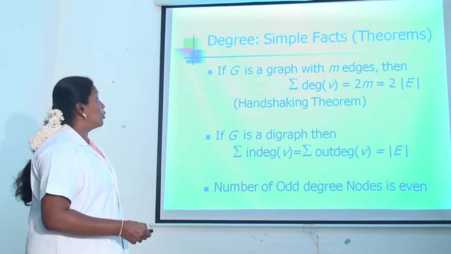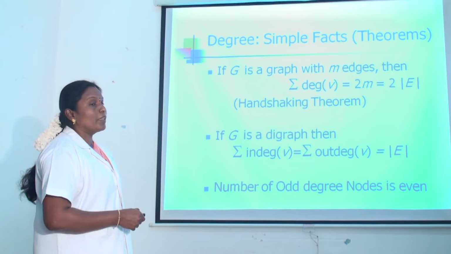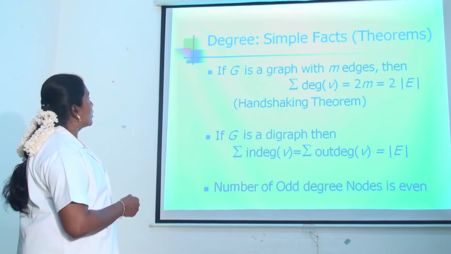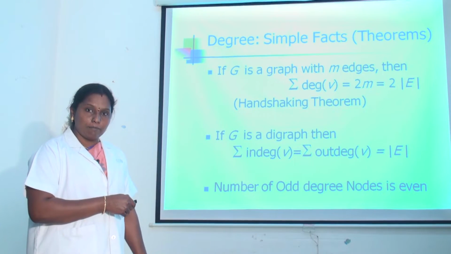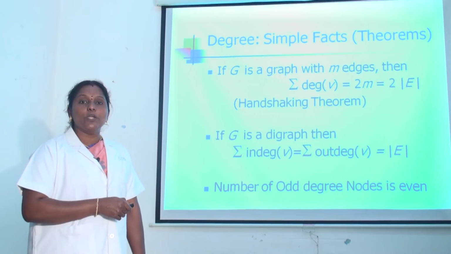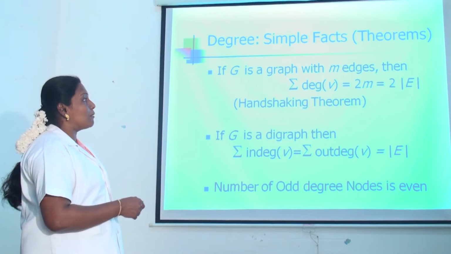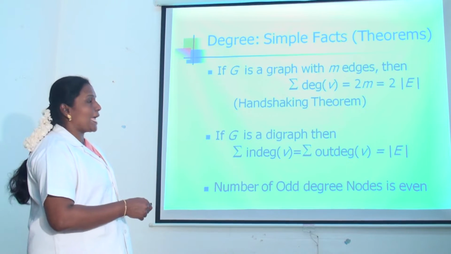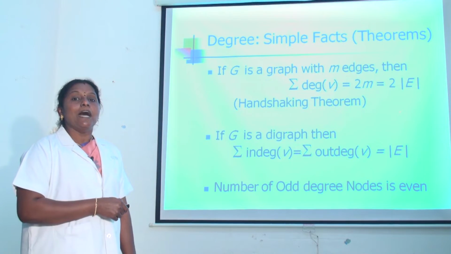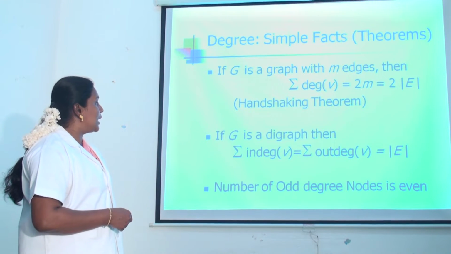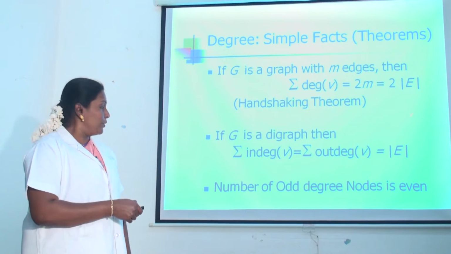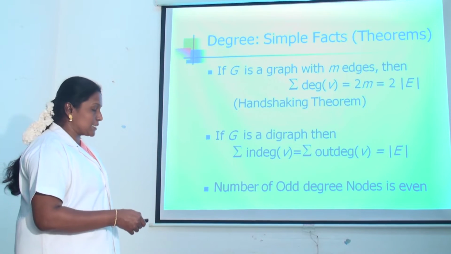Already we know the famous fundamental theorem of graph theory. It is the handshaking theorem. The theorem is: if G is a graph with m edges, then the summation of degree of V is equal to 2 times the modulus of E. It is a fundamental theorem of graph theory. This is the handshaking theorem. The next one: if G is a digraph, meaning a directed graph, then the summation of in degree of V is equal to the summation of out degree of V is equal to the modulus of E.